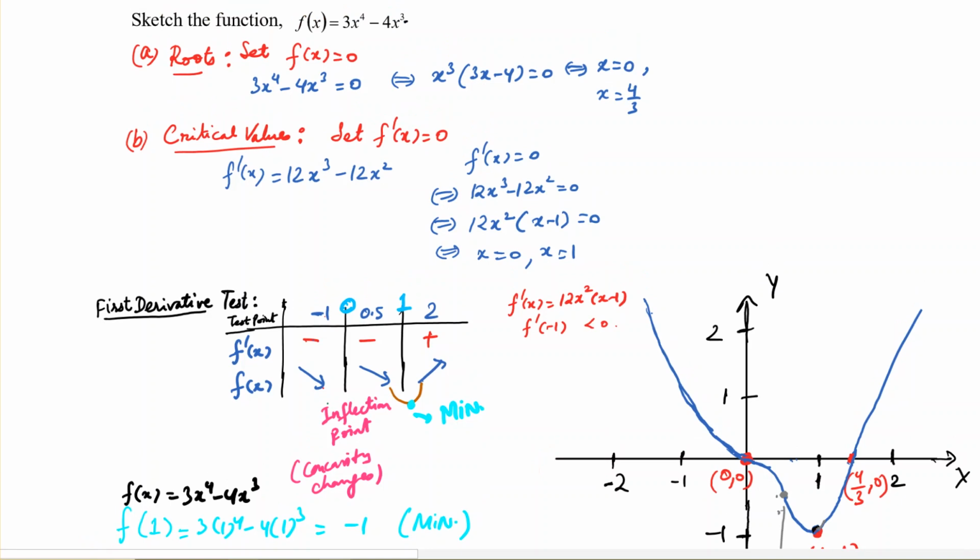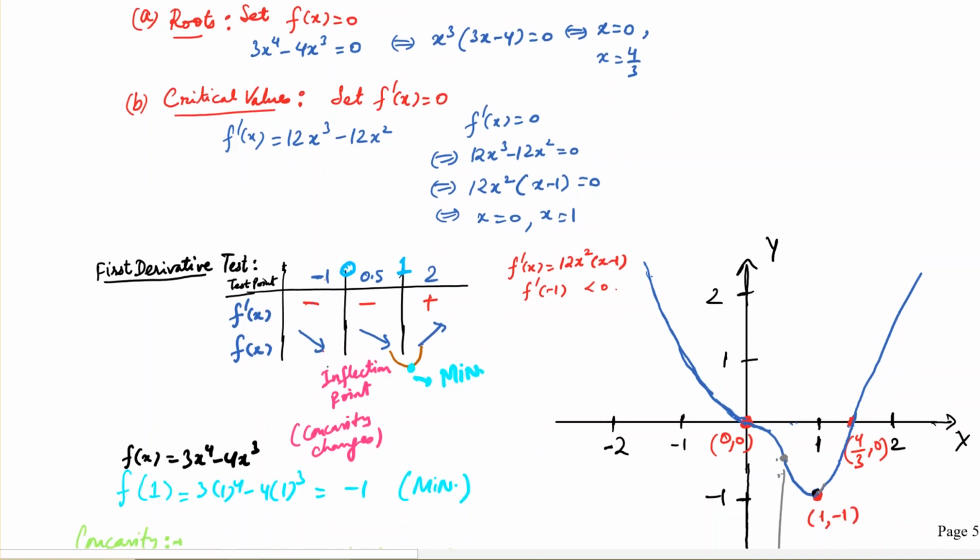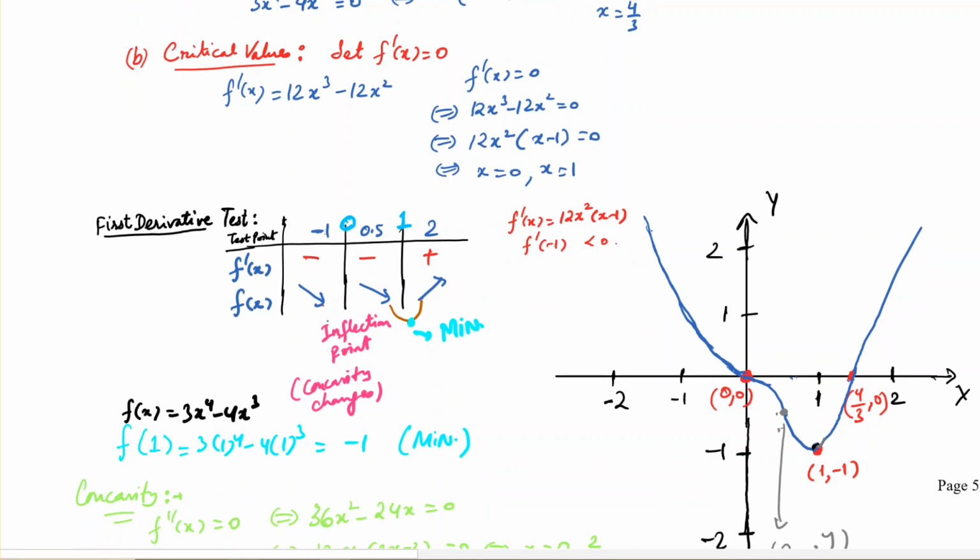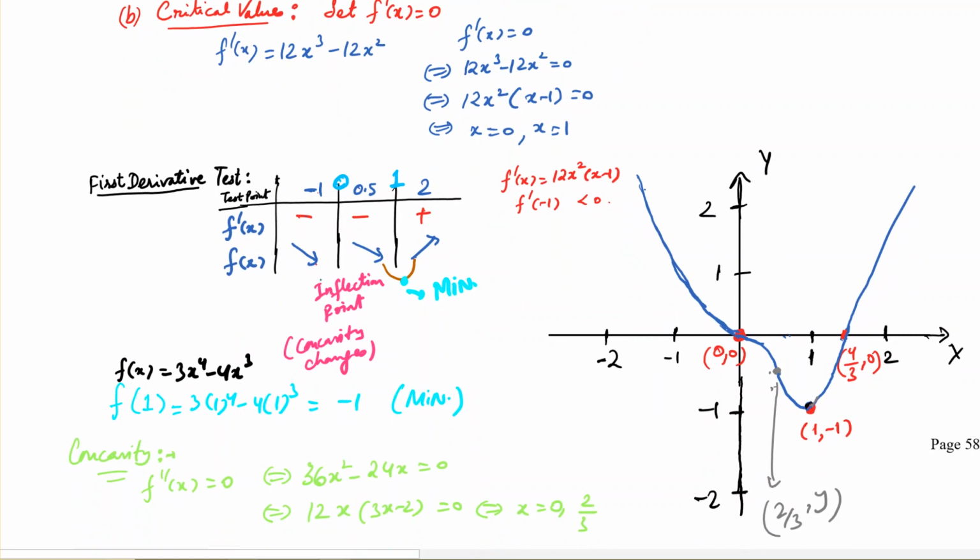So this is how we do curve sketching. We find the roots, we find the critical values, and we figure out the intervals where the function has negative slope and where it has positive slope. Based on that, we decide where it's going to increase or decrease. And in the end, we try to draw our curve based on that information. I hope that makes sense.